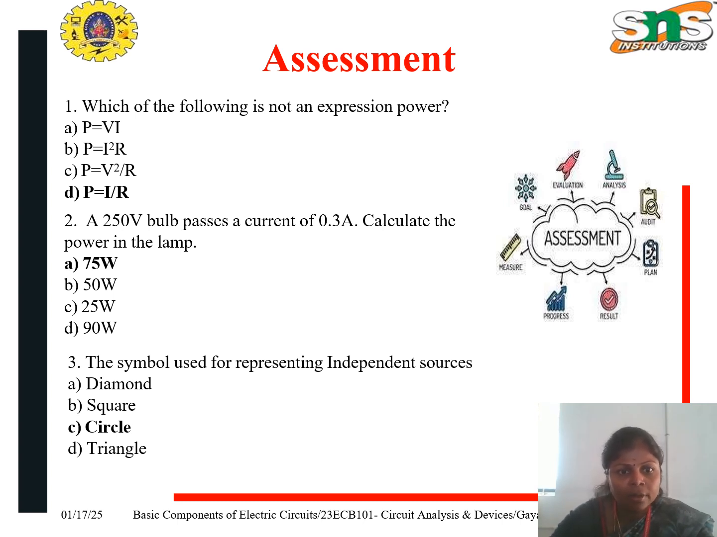The assessment: which of the following is not an expression for power? P equals V into I is the definition for power. P equals I square into R, which is correct. P equals V square by R, and lastly P equals I into R, which is not an expression for power. The symbol used for representing independent sources is a circle.